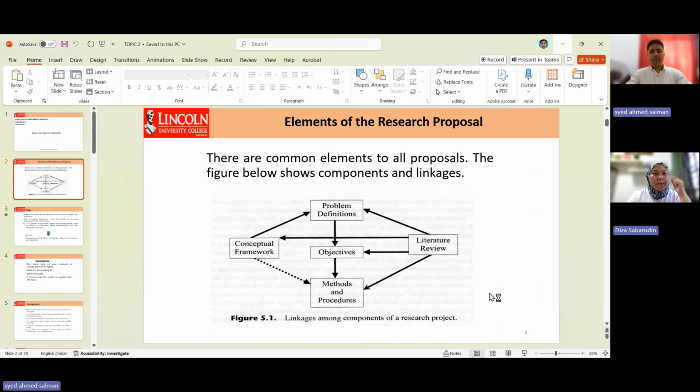Okay, a very good day. And Isa and Akmal. Today we are going to understand the basic elements of the research proposal. We are going to understand how to write the problem statement, how to write the introduction, how to write the background of the study, how to develop the problem, research objectives, research questions, and so on.